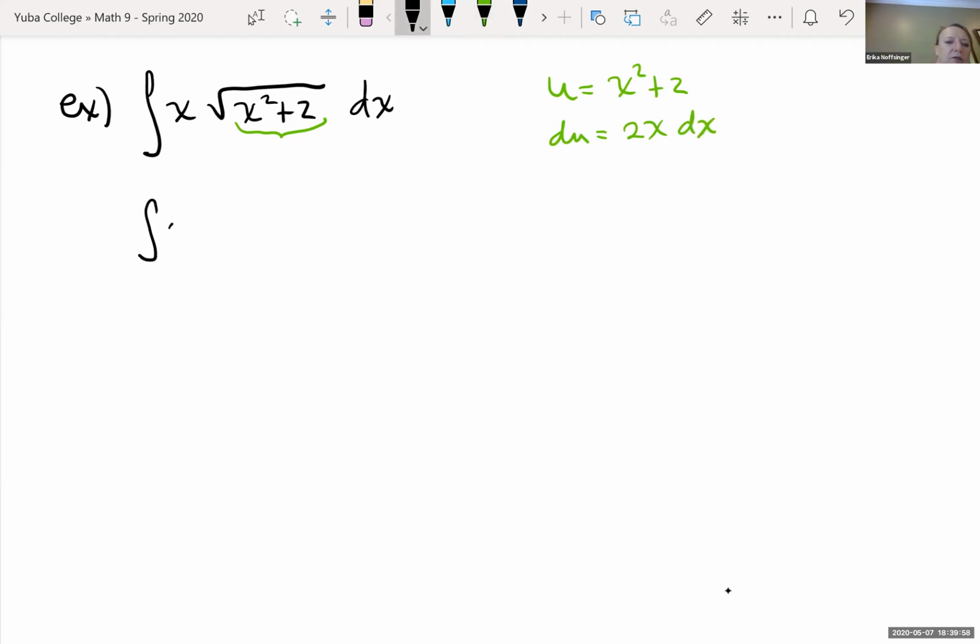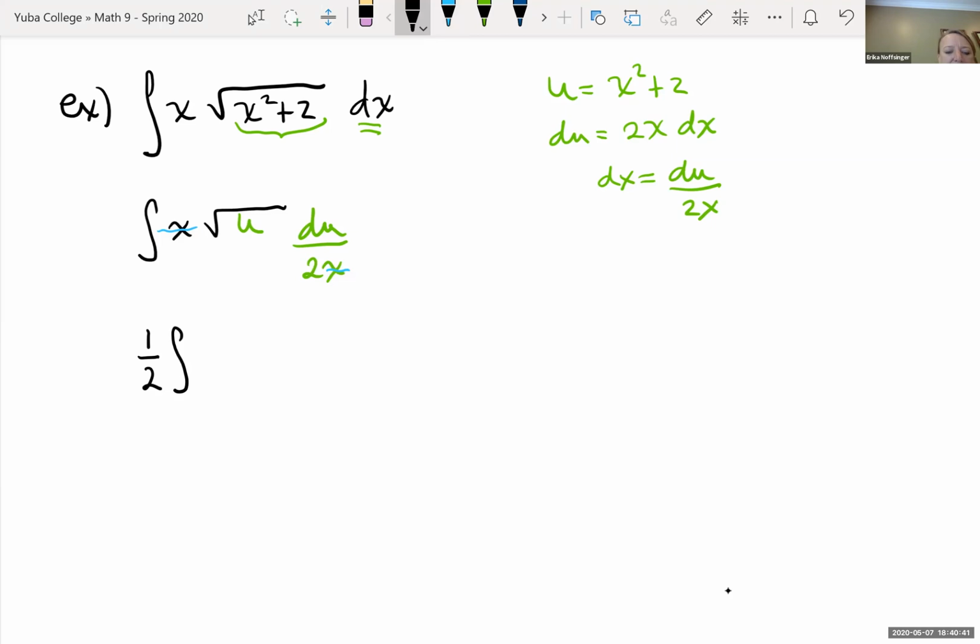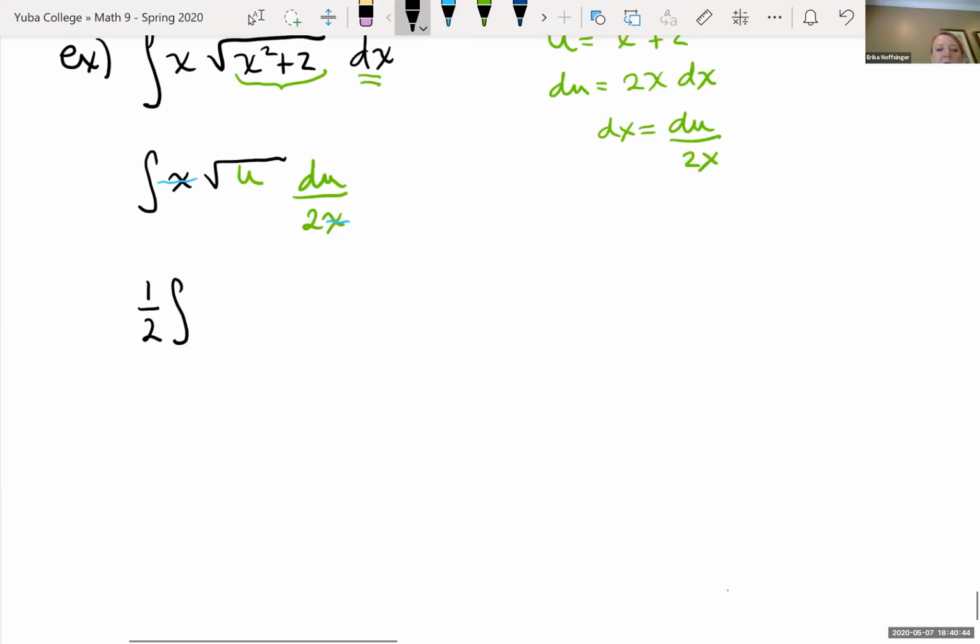Substitute in, we have the integral of x, the square root of u, and dx we need to replace in terms of du. We need to solve for dx here. So divide by 2x, we get dx equals du over 2x. Okay, so that's nice because what we chose gets rid of this x out here, and we're only in terms of u, which it needs to be. This is like a 1/2 coefficient, so let's put that in front of our radical. We have 1/2 times the integral of the square root of u, which I'm going to rewrite as the 1/2 power, u to the 1/2 du.